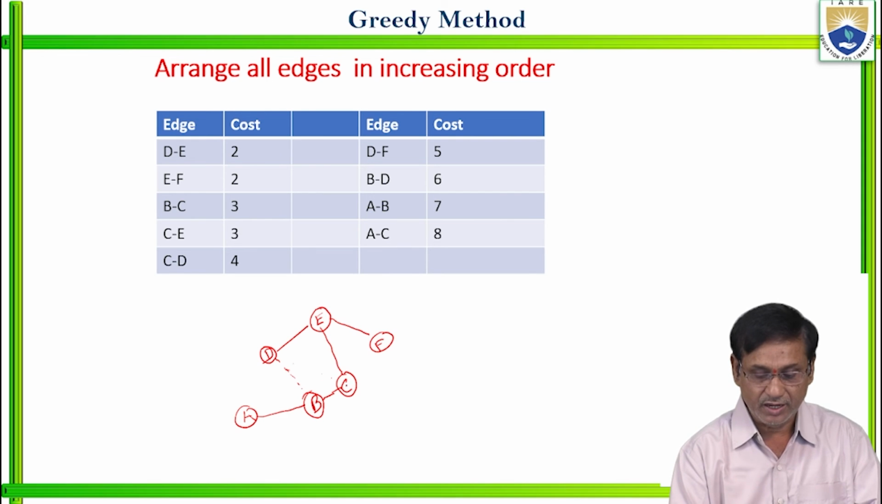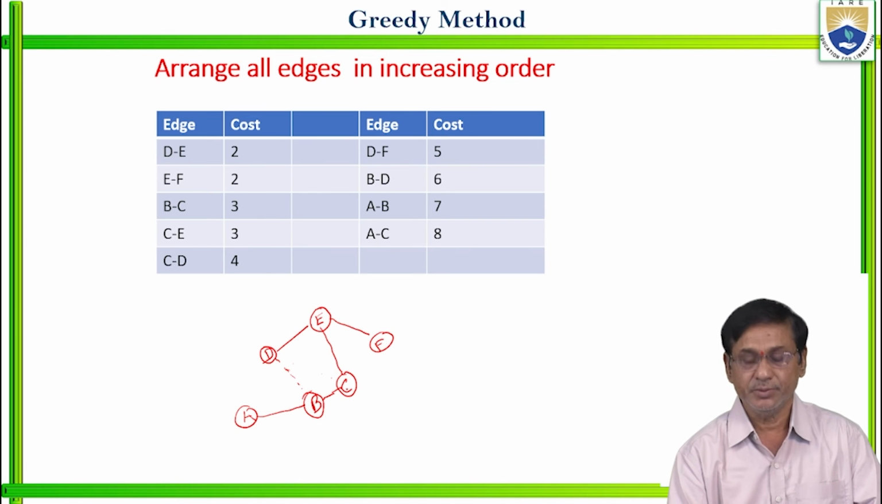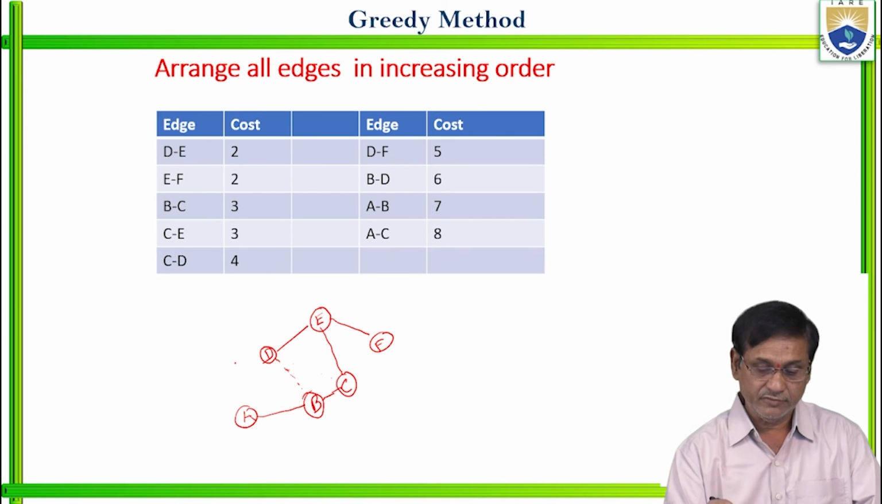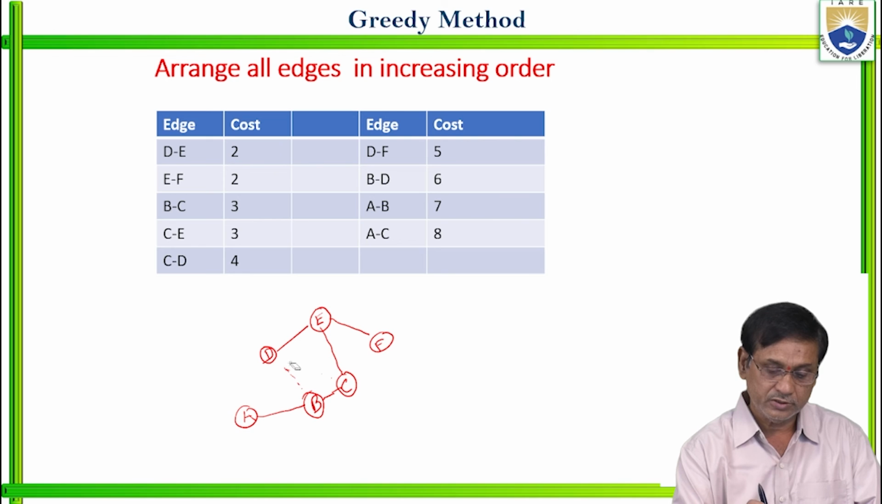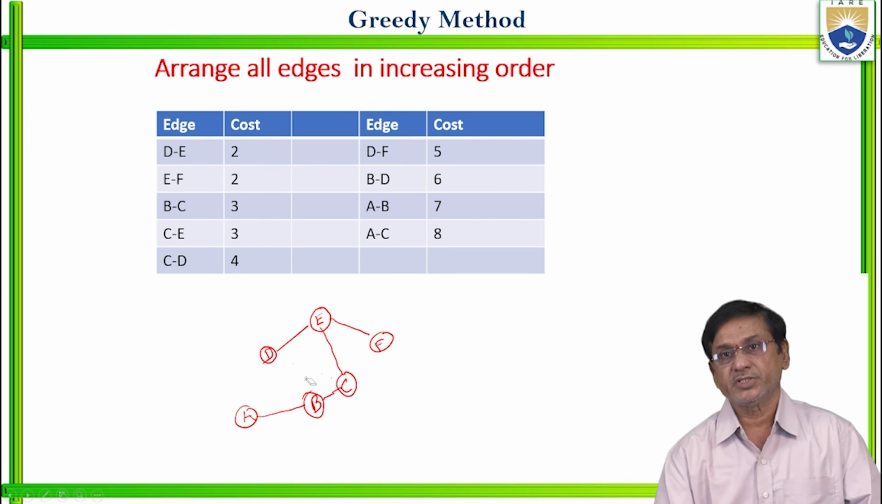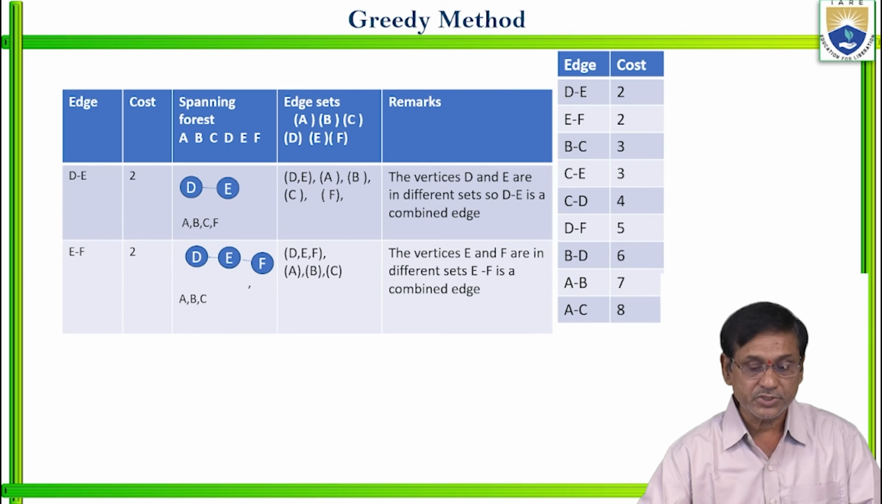So A and C are on the same set. So we can also reject AC because these vertices are already connected. A, B, C, D and E, F all are connected. So it is the minimum distance. All are connected. Now you can come step by step.